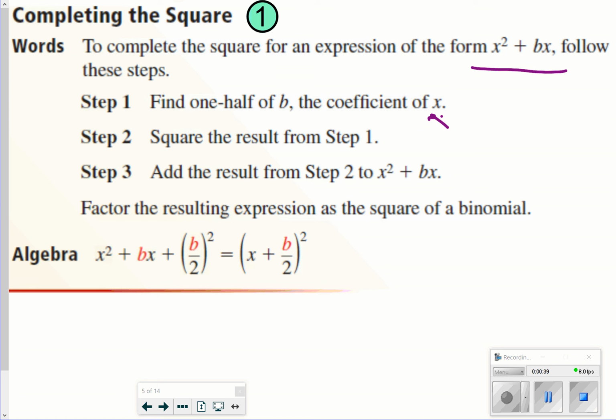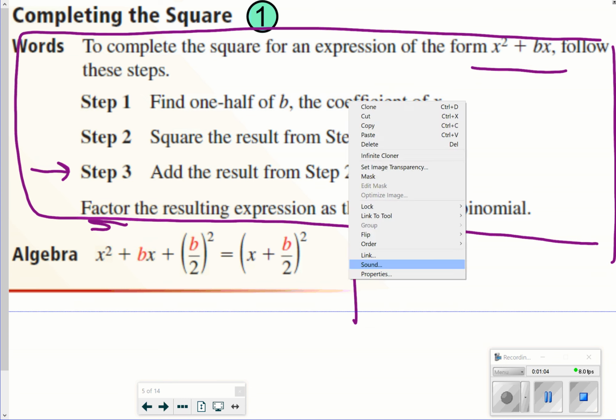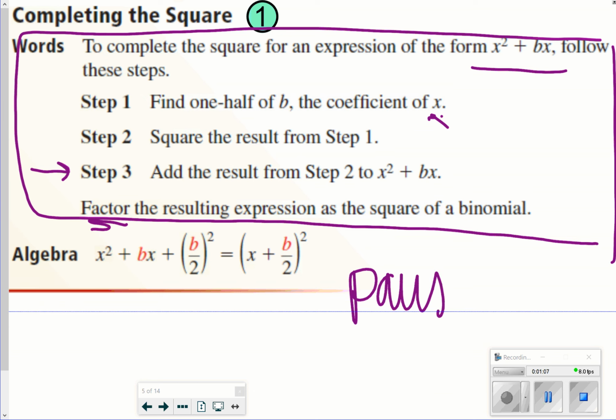Once you get to step 3, you're going to realize that you can factor that expression as the square of a binomial, because it's going to meet the standards of factoring perfect squares. Another way to think about it is just this algebra expression, which is again explaining steps 1, 2, and 3, but really you'll need to write down these 3 steps. Let's go ahead and pause the video and write down steps 1, 2, and 3, and once you're done, click play to see how it's done.